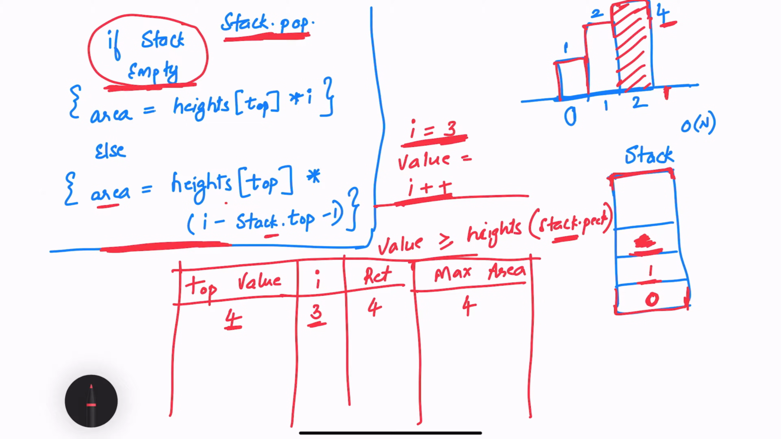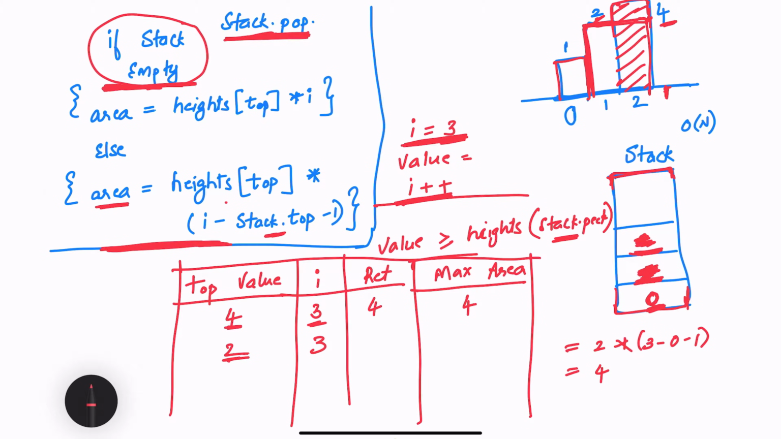So we will pop out the last value from the stack. The new value is going to be at index 1, so I will remove this. At index 1, the value is 2. The height is 2, I'll put it over here. My I is still 3. Based on this formula, I check if my stack is empty. It is not, because I have 0 in it, and I will go inside the else part and calculate the area, which will give me 4. This calculation is based on these 2 points where the height is 2 and the width is 2 as well. So if you multiply the 2, we get 4.